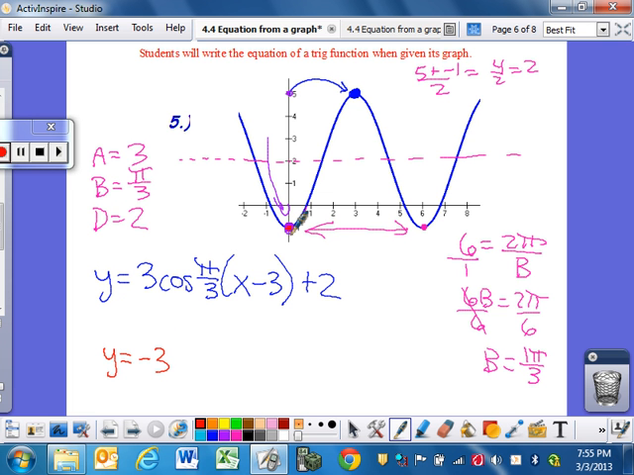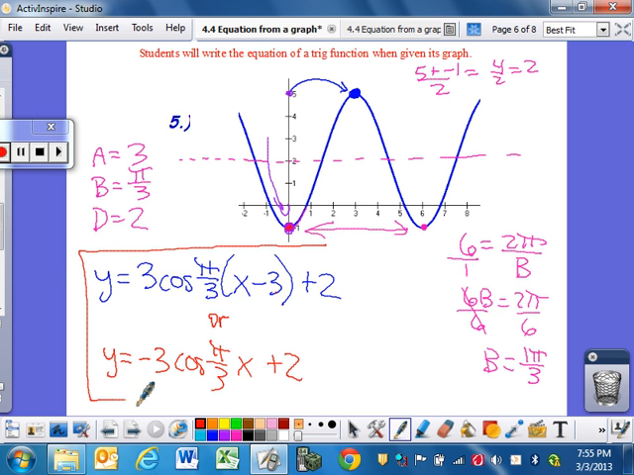No longer will I need a phase shift for it. So if I do negative 3 cosine, my b value won't change. The phase shift is no longer needed because I'm actually starting on that axis. So that is another option for you. Again, any of these are possible. Okay? So that's how we can go through and deal with all of those problems.